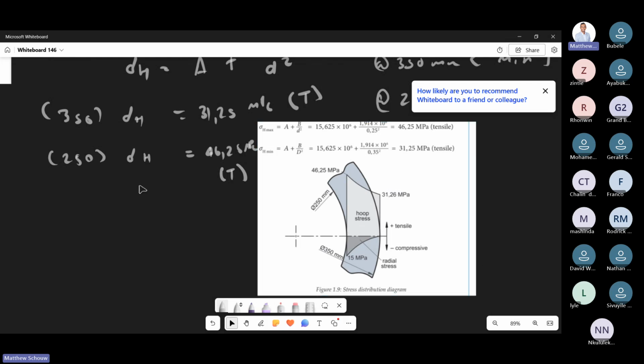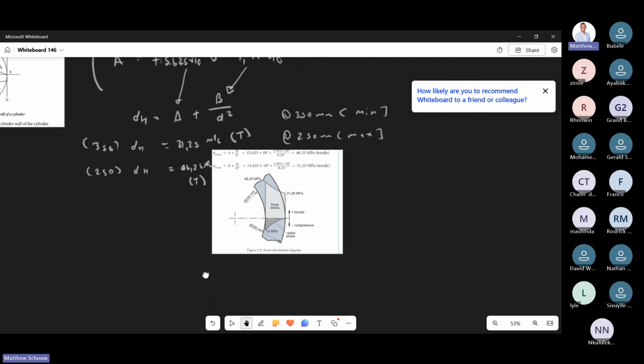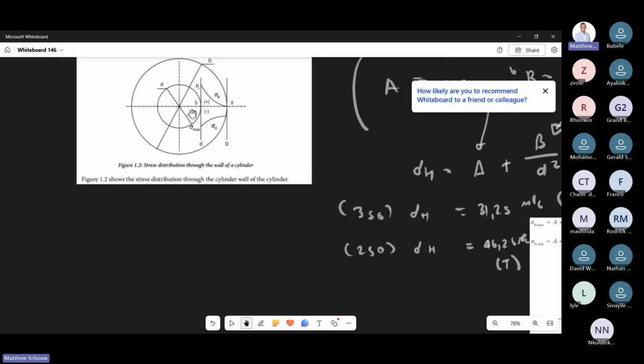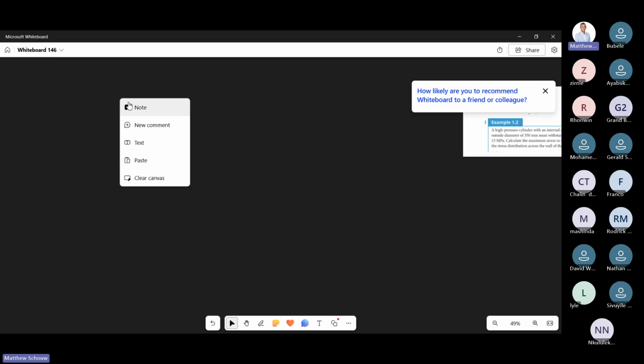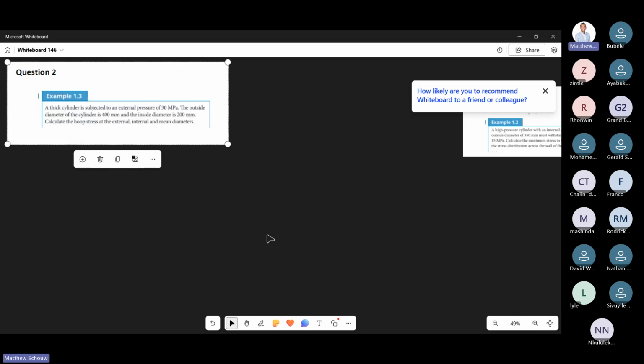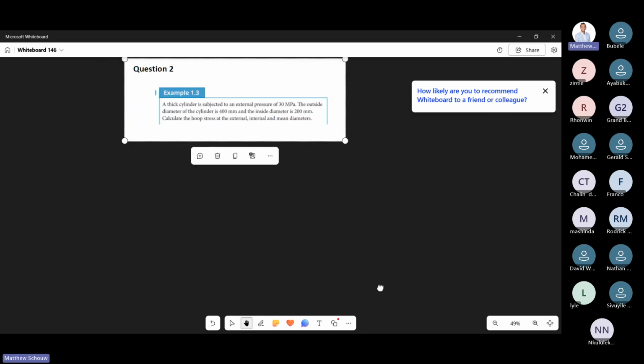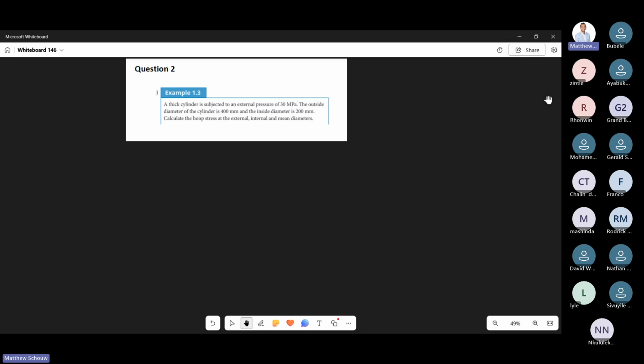So this particular one is when we had a cylinder and we subjected it to an internal pressure, right? Is that clear to everyone? And now we're going to do one where we're doing external on its own, and then the next question we're going to do both. I hope we're on the same page here.